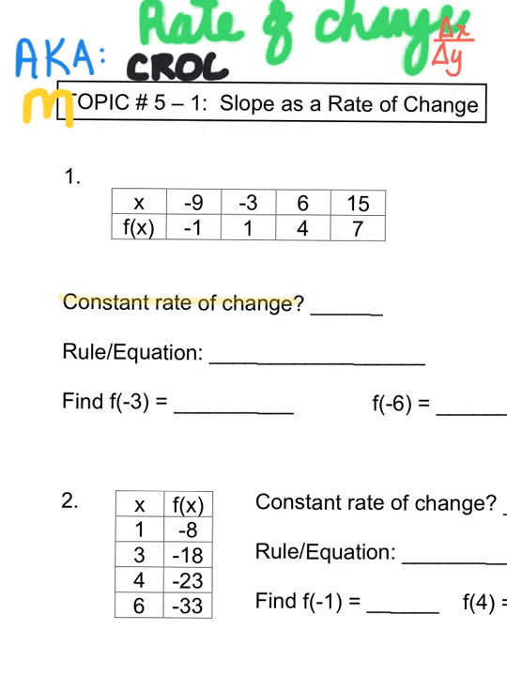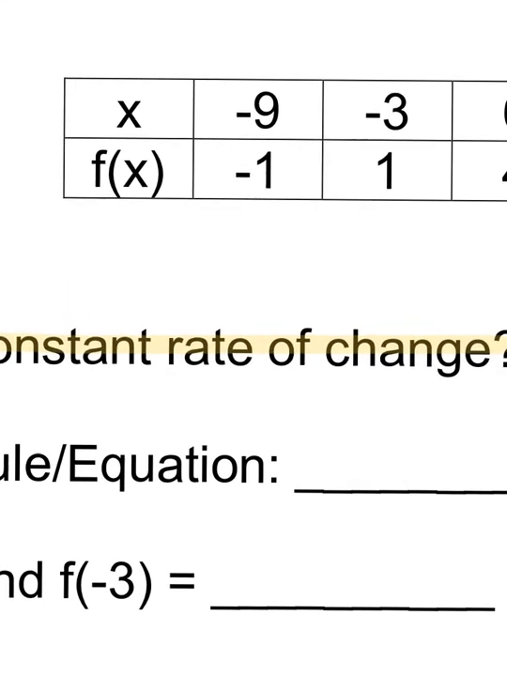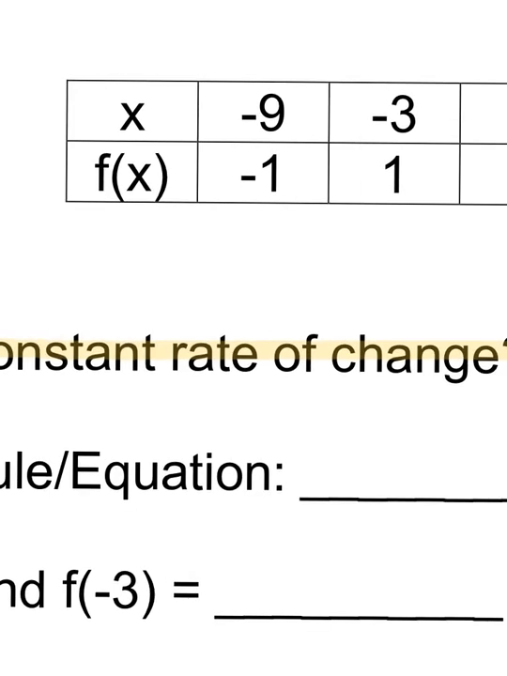In number 1, we're given a table of input and output values. How do we find the constant rate of change? Well, it's the change in y over change in x. Let's go back to the table of values to discuss what this means. So we have our x and our f of x. This would be our x values and our y.